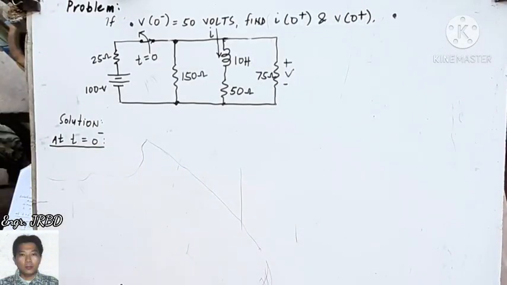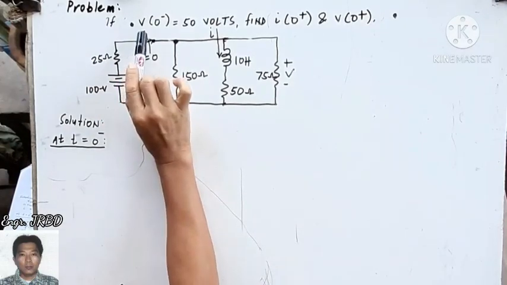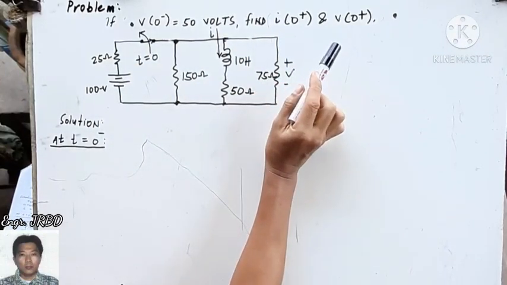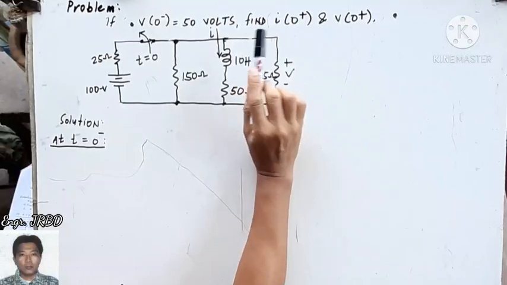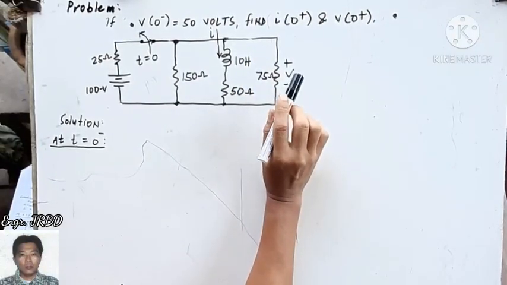So this time we have an RL combination. If the value of V at time t = 0 negative is 50 volts, what is I and what is V? Wherein your I here is the inductor current and your V is the resistor voltage.